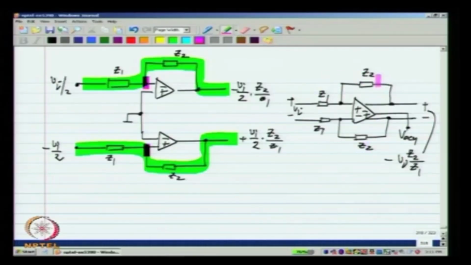This is the feedback loop that controls the functionality. Okay. So, if you look at this particular circuit in the single ended case, the feedback loop formed by the impedances Z1 and Z2 control the output voltage. Similarly, here the feedback loop formed by Z1 and Z2 control the differential output voltage.